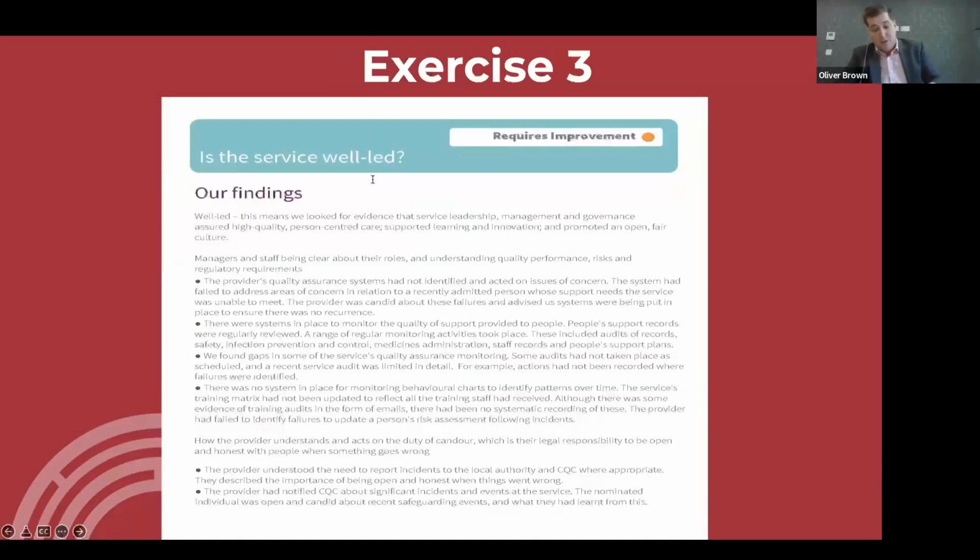So this is an example of the well-led section of a draft inspection report. And what I'm going to do here in this exercise is just show how mixed a draft inspection report could be. We're going to underline in red and underline in green. As simple as that. Underline in green a positive comment, underline in red a negative comment, and it just shows how mixed a draft inspection report could be.